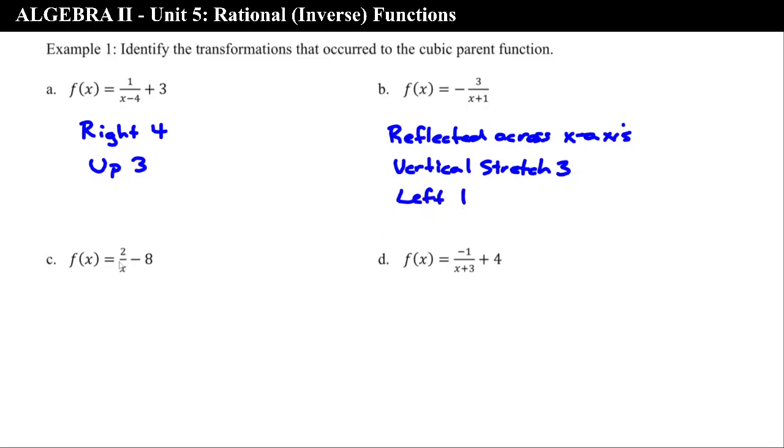For C, we have a number in the top. That means we have a vertical stretch of 2. And then we have a minus 8, which means we went down 8.